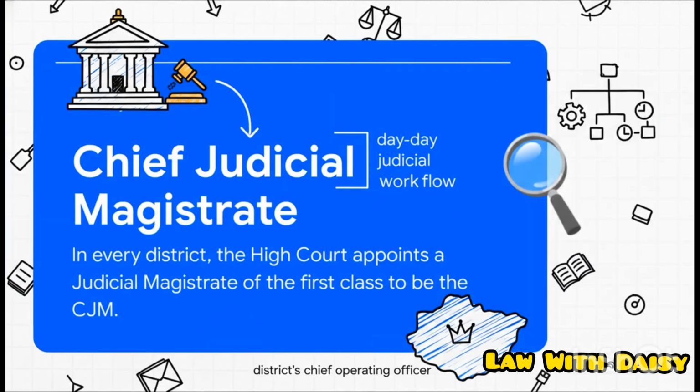Okay, let's go one step down the ladder. Here we meet the Chief Judicial Magistrate, or CJM. The best way to think of this person is as the district's chief operating officer for all the magistrate courts. They are handpicked by the High Court to manage that day-to-day judicial workflow.